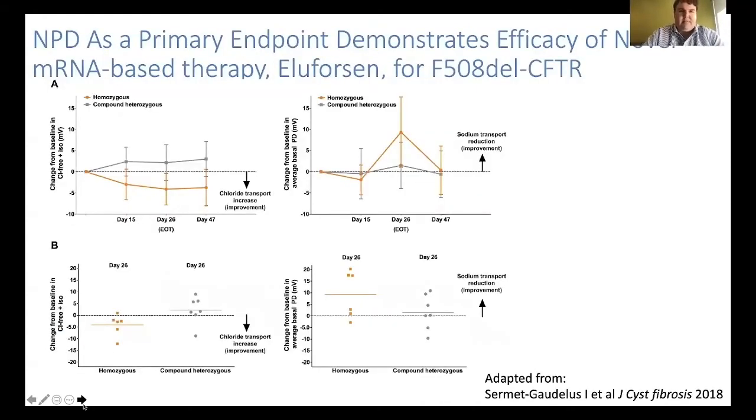More recently, NPD has been a primary endpoint in the first of many genetic-based therapies, including the antisense oligonucleotide eluforsen, which was published a few years ago by Isabelle Sermet and others in our group. This data using NPD with nasal administration of eluforsen in F508del CFTR showed a rescue of both the sodium-dependent portion of the nasal potential difference via ENaC and chloride-dependent potential difference measurements that are CFTR-dependent in this data set.